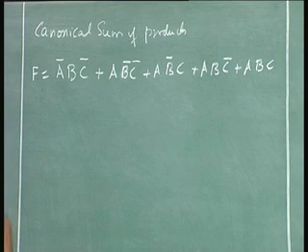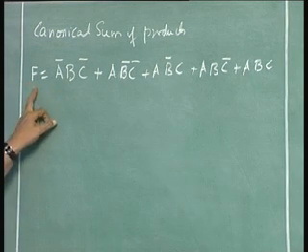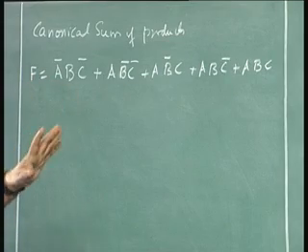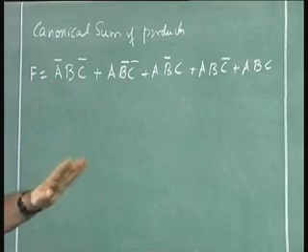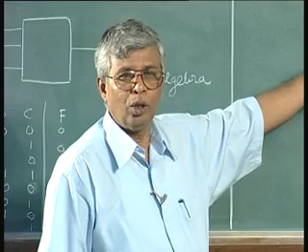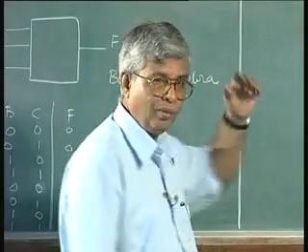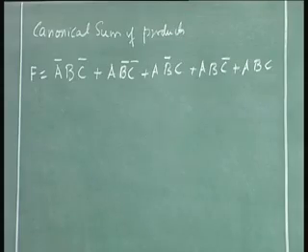So, we write this sum function as the sum of all the min terms for which the output is defined as true. Is that clear? Now, let me show you how to apply Boolean algebra to this to get the simplified form. So, let us now use Boolean algebra.